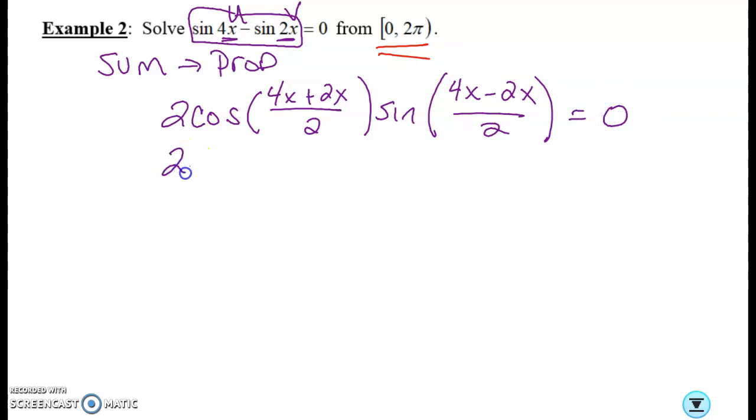All right, we're going to clean this up. This is 2 cosine, this is 6 over 2, which is 3x, times the sine, this is 4 minus 2, or 2x divided by 2, which is x, equals 0.